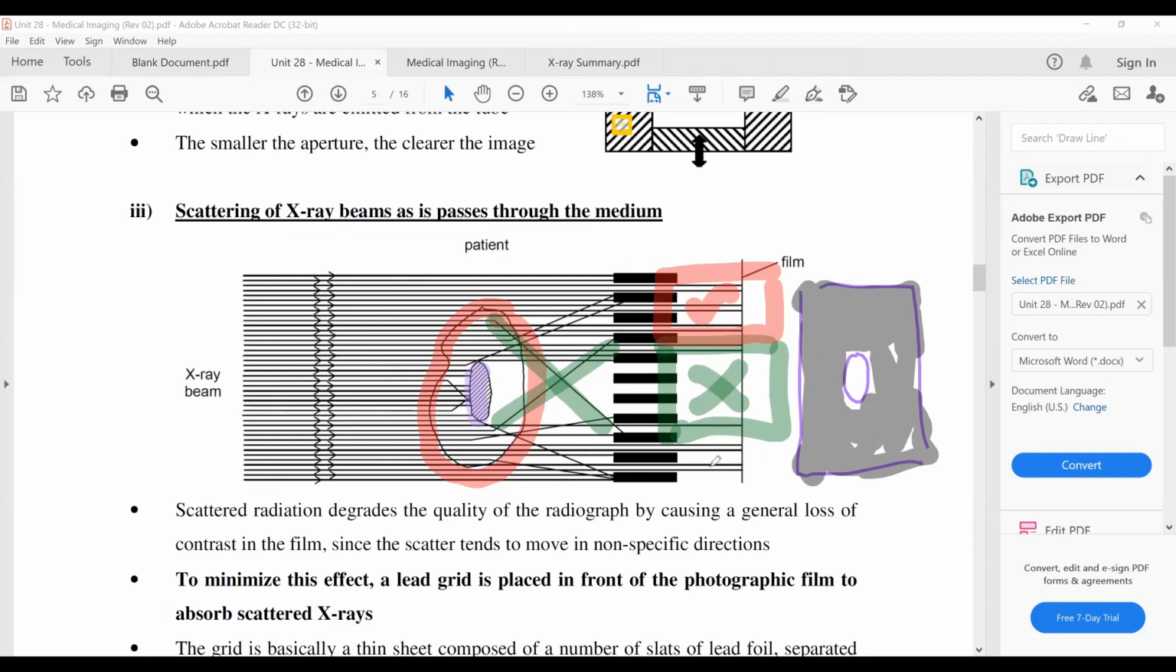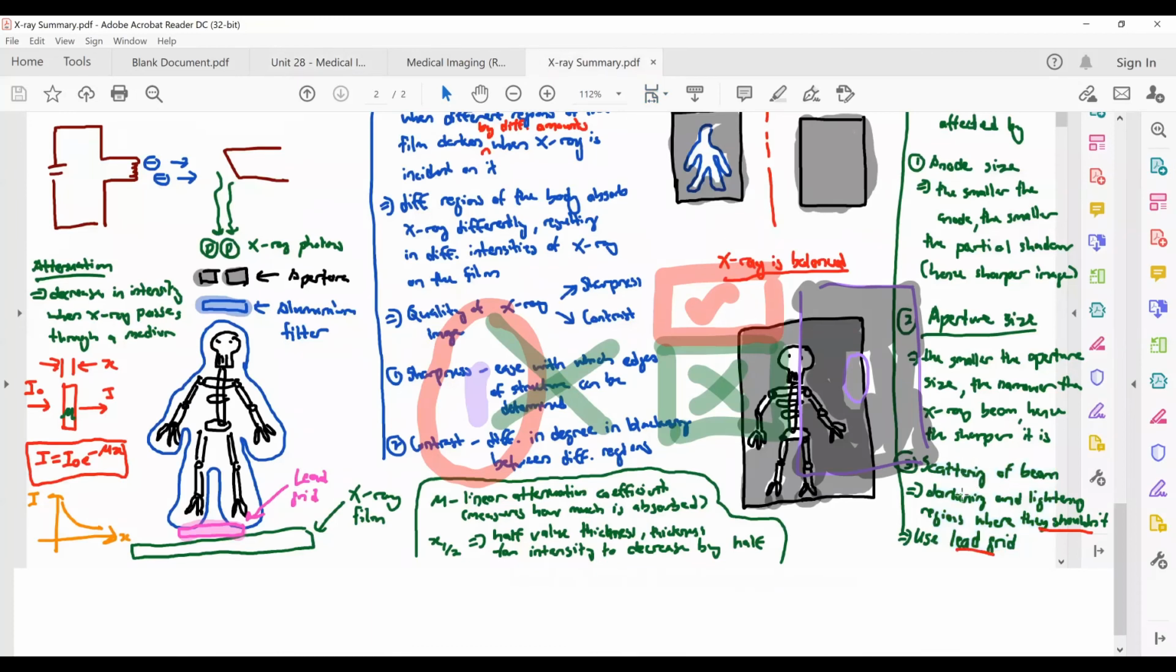So as a result, your X-ray image that you get will not have good sharpness, or rather, it will also not have good contrast, because what's supposed to be black is not that black. What's supposed to be white is now not white. Okay, so that is what scattering of X-ray beam does. The darkening and lightening of the regions where they shouldn't be by the X-rays.